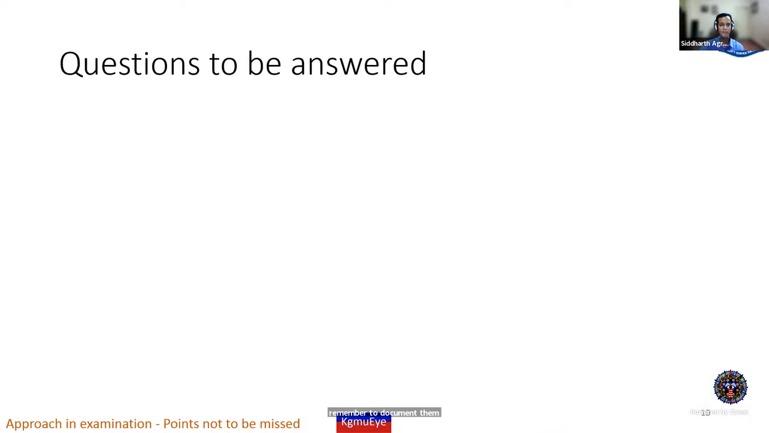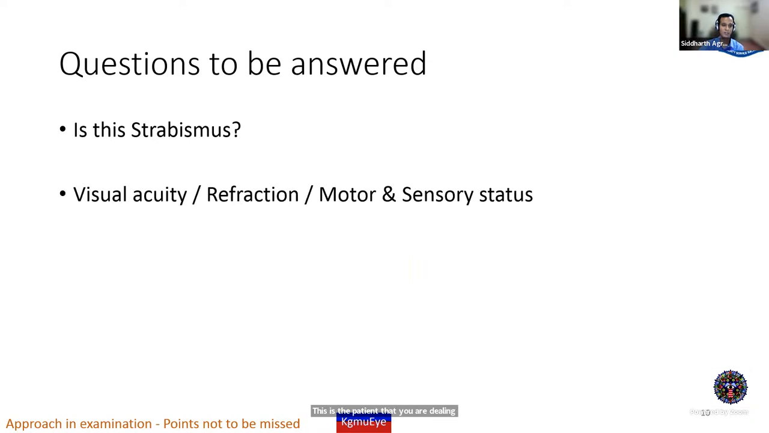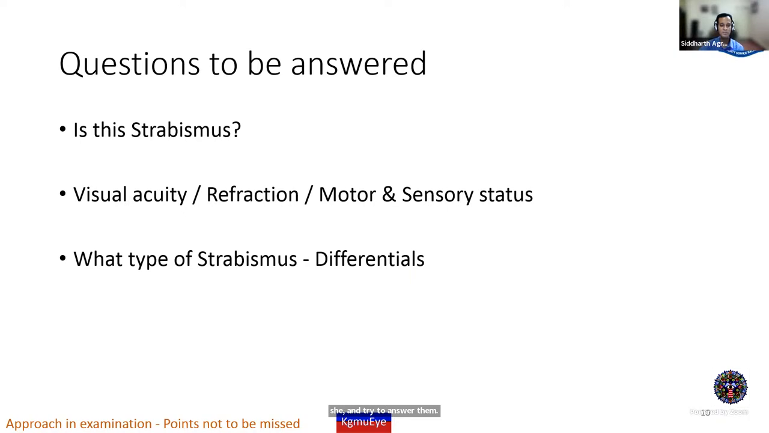Now, as you complete your history and examination, you should take some time to think and answer these questions. Is the patient that you are dealing with actually having strabismus? What is the visual acuity, refraction, motor, and the sensory status of the patient? Jot down these headings in your answer sheet and try to answer them. And if you are dealing with strabismus, what type of strabismus is this? And what are the differentials?